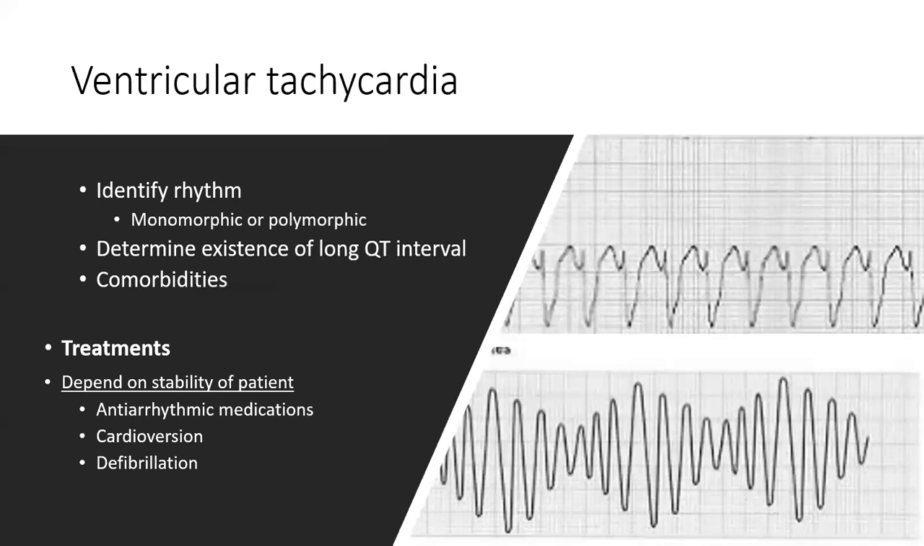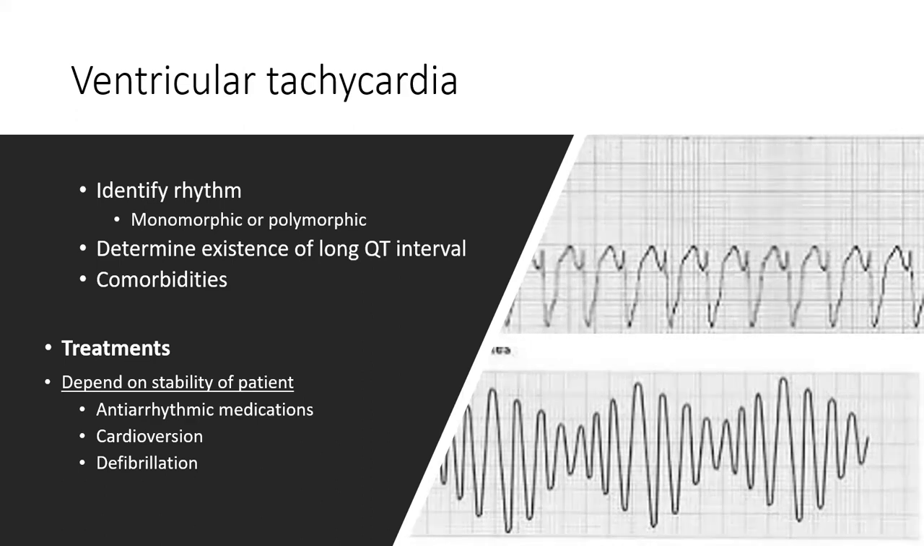You want to identify the rhythm. Is it monomorphic or is it polymorphic? Monomorphic, they all look the same. Polymorphic is where it starts to look kind of different. Determine the existence of a long QT interval and comorbidities. And like I said, there are different forms of ventricular tachycardia depending on the QRS shape.